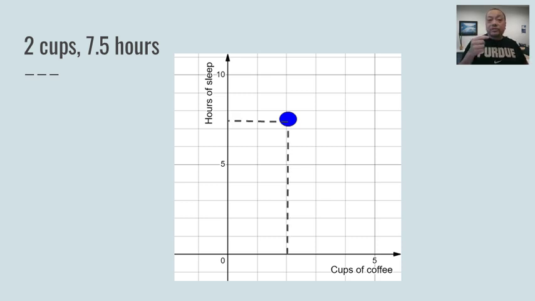That dot corresponds to 2 cups of coffee on the horizontal axis and 7.5 hours of sleep on the vertical axis. We know which axis goes with cups of coffee and which axis goes with hours of sleep because the axes are labeled for us. And we know where 2 cups of coffee and 7.5 hours of sleep are on the axis because they have numbers on them.